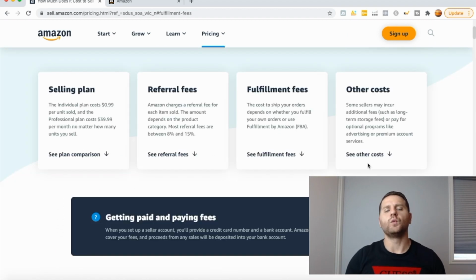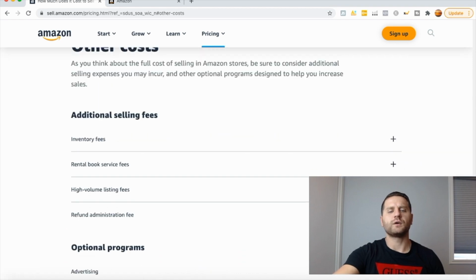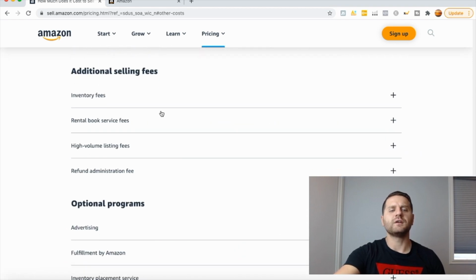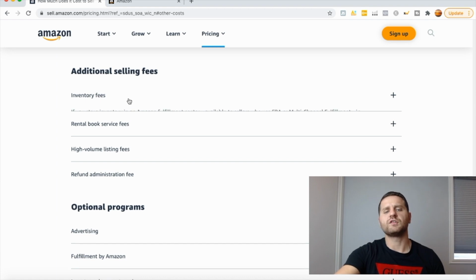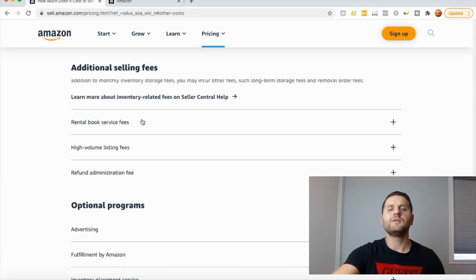The final costs will be the other costs. It says some sellers may incur additional fees such as long-term storage fees or pay for optional programs like advertising or premium account services. Let's go ahead and click over here and it will take us right over here. The first one is going to be inventory fees, which I'm going to cover, which is the storage fees. The next one is going to be the rental book service fees. If you're going to rent books, then this will be your service fees over here.